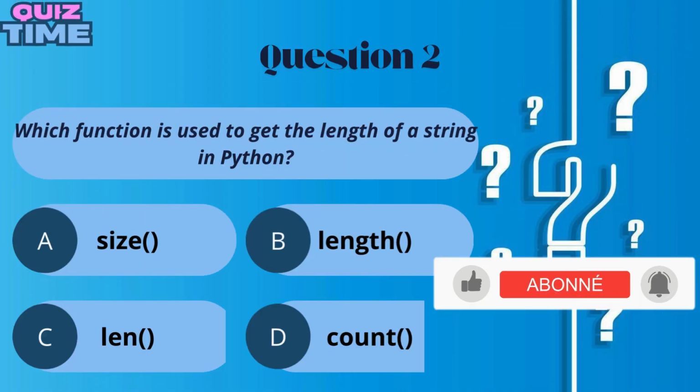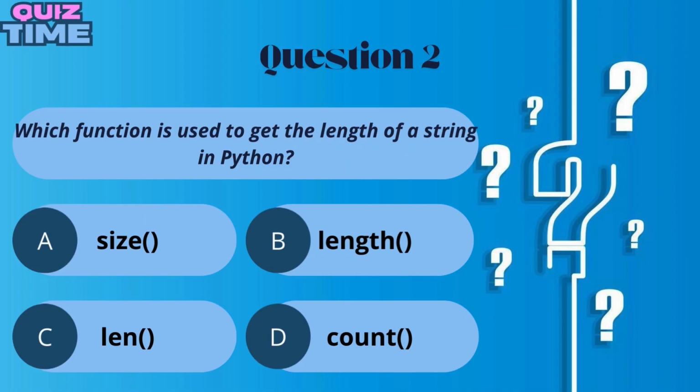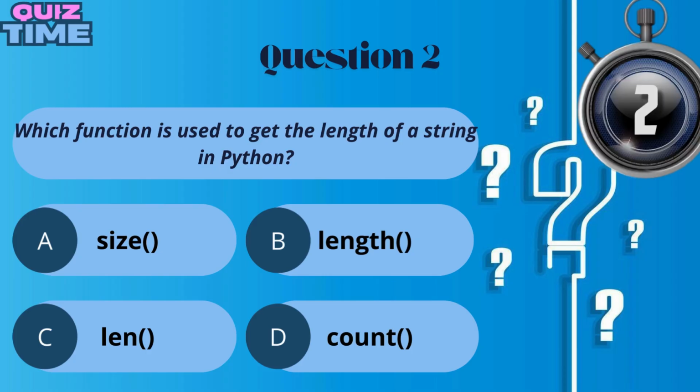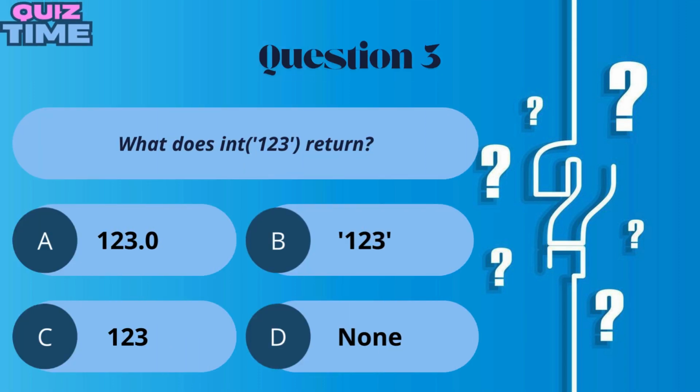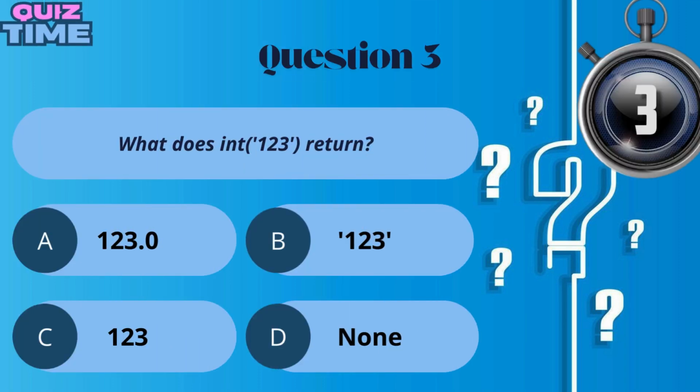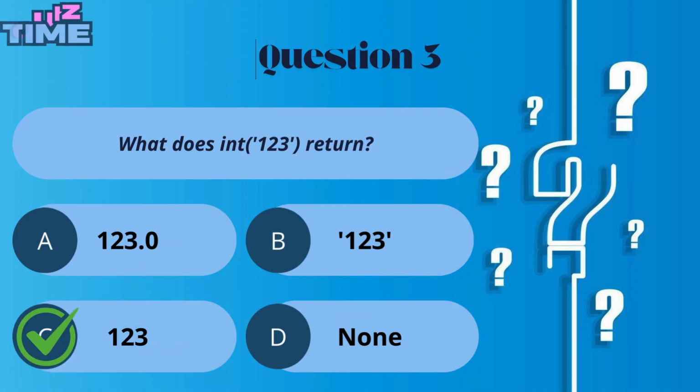Question 2. Which function is used to get the length of a string in Python? The correct answer is C, len. Question 3. What does int 1, 2, 3 return? The correct answer is C, 123.